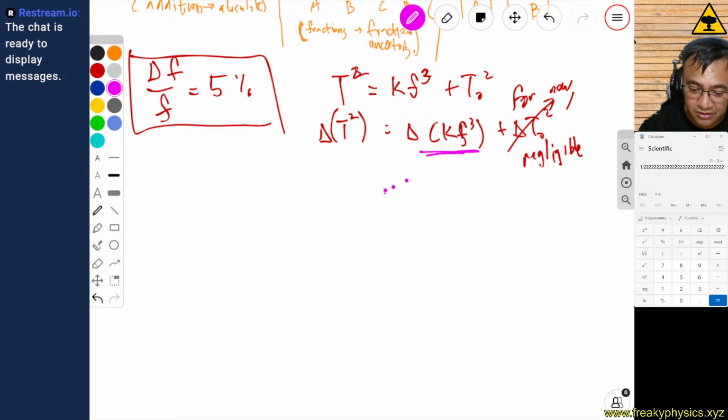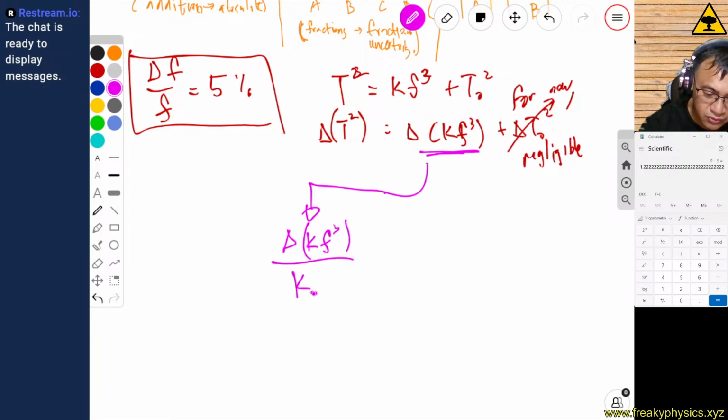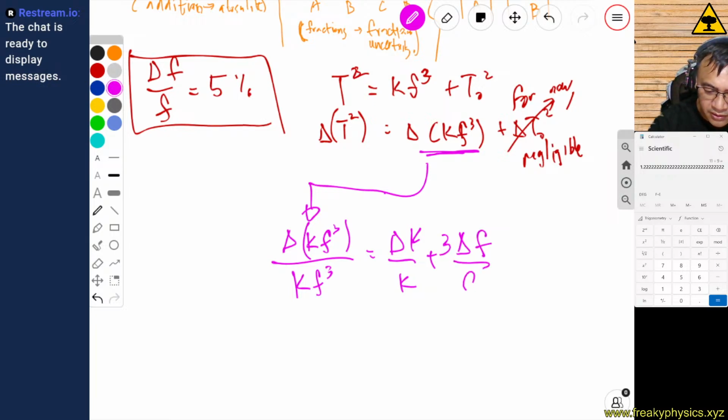So let's do the multiplication thing. So this is going to be the uncertainty in k f cubed. You see they're multiplying in here? So that means we're going to have to do a fractional uncertainty as well. So that's going to be equal to the uncertainty in k over k plus the uncertainty in f, but we're going to have to put 3 there over f. Now since k is a constant, that's going to be 0. The uncertainty in a constant is 0. So that's going to be 0.